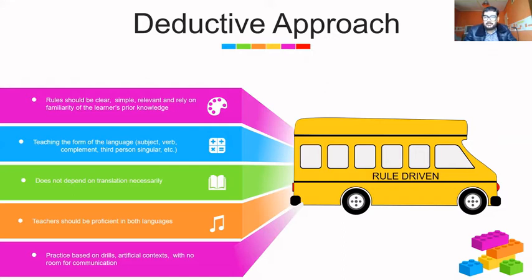So for example, if you're talking about, let's say, I don't know, continuous, you say it is subject plus the verb plus ing plus the complement, right? So that mathematical rule is part of the deductive approach. So first here, you establish the rule, you try to define the rule, and then you give out this mathematical way of thinking.